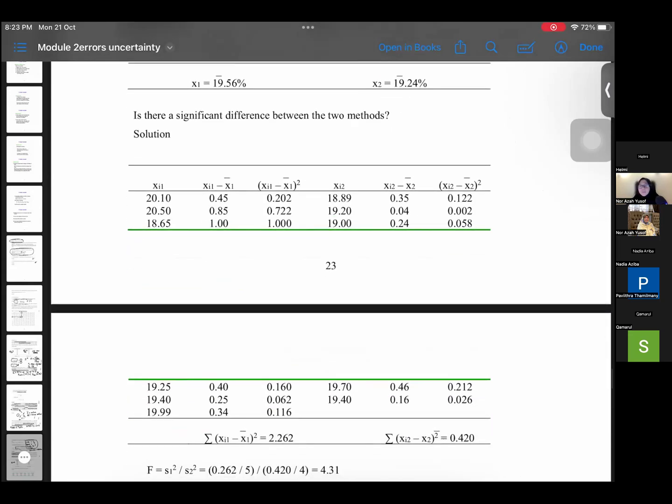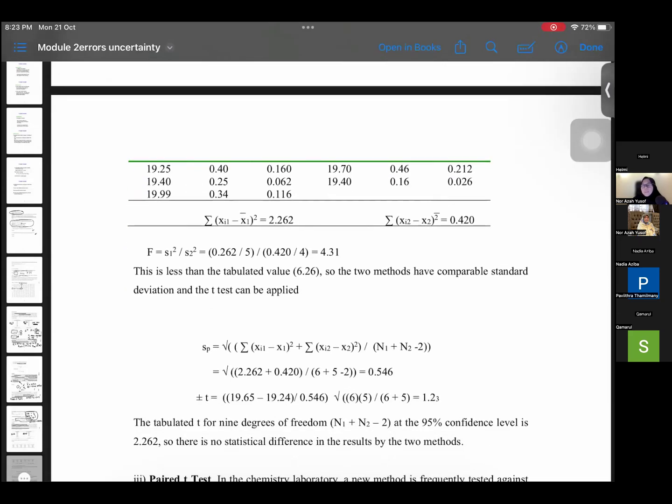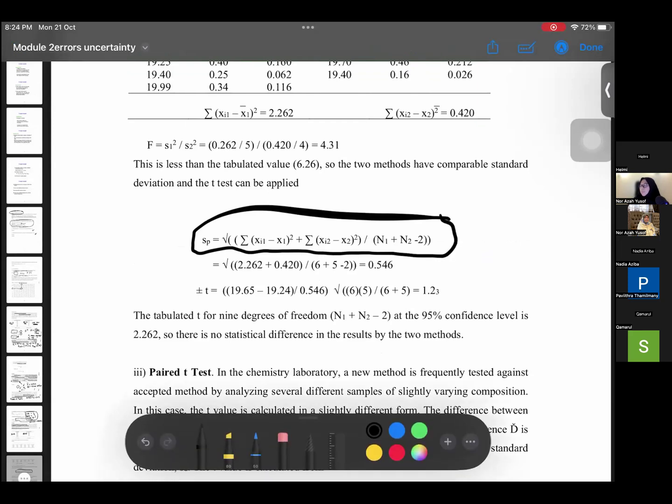So this is the calculation involved, if you are to do it manually. The procedure is you have to do the F test first. If the F test passes, then you do the T test. So we just skip to the T test. You calculate the SP, pooled standard deviation, and then in the end we get the value of T, using the formula for T calculation just now. It's just that the S is replaced by SP.